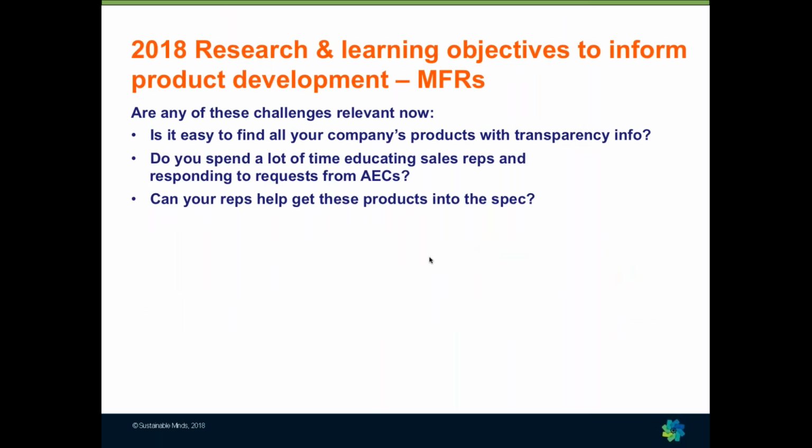So our research objectives: if you go back to our timeline, you saw how we were working on different slices of product transparency year over year. In 2018, our research objectives, and that translated to the functionality that we deliver, have to do with the questions that we asked you when you registered, and we're going to ask you again when you leave. Is it easy to find all your company's products with transparency information?